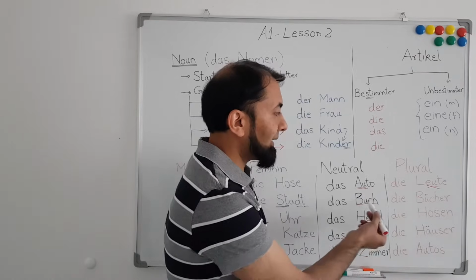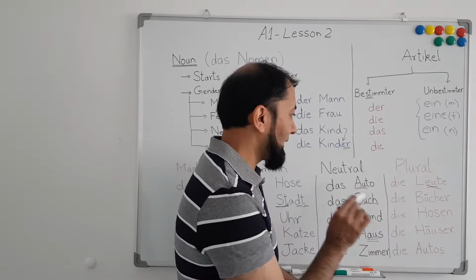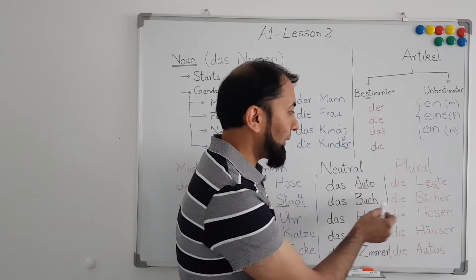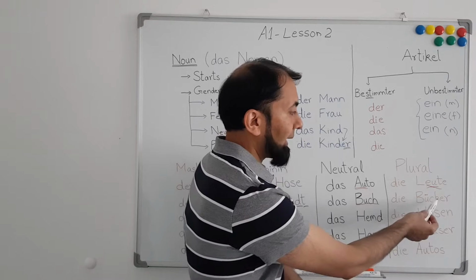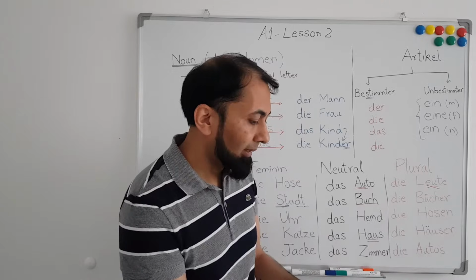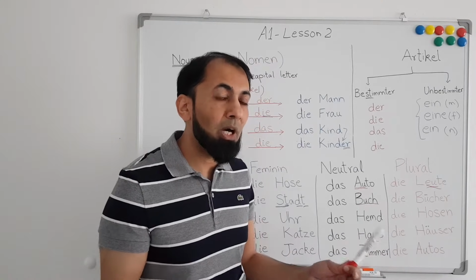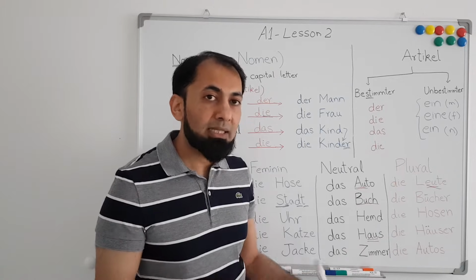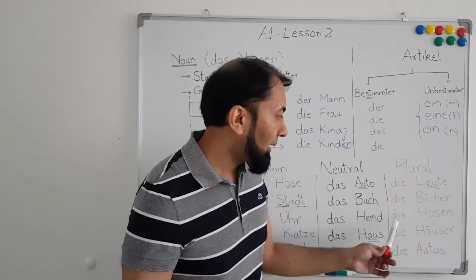So you see the change here, although it's not the topic of today, but just to give you a hint. The U is changed to an umlaut, and we have added an "er" at the end. So there are different ways we can make plurals from the singular nouns. We will discuss this in the next lessons.